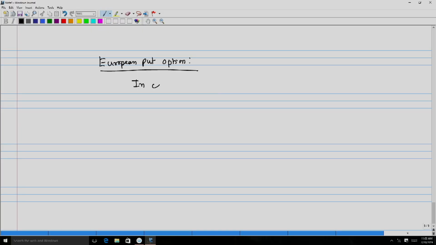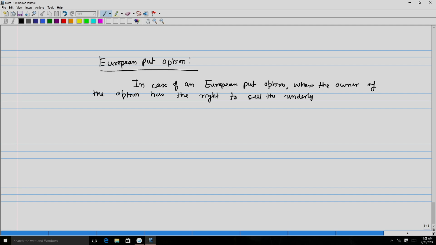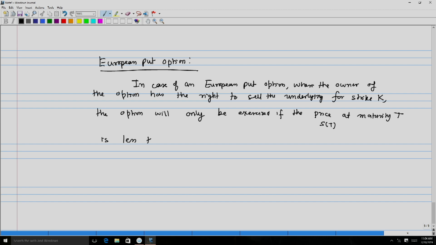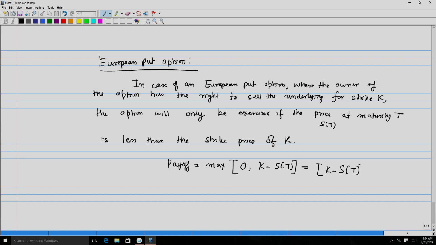So, in case of a European put option, where the owner of the option has the right to sell the underlying for strike K, the option will only be exercised if the price S T at maturity capital T is less than the strike price of K. In this case, the payoff is going to be the maximum of 0 comma K minus S T, which is K minus S T plus.